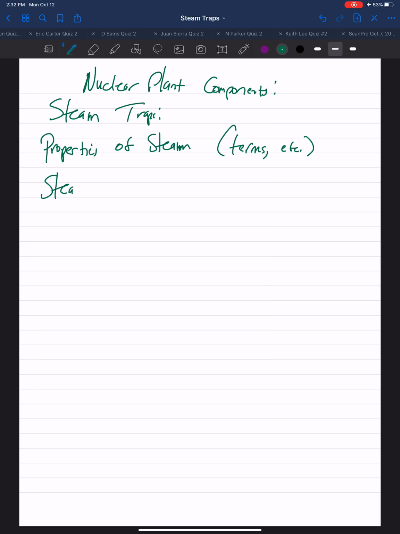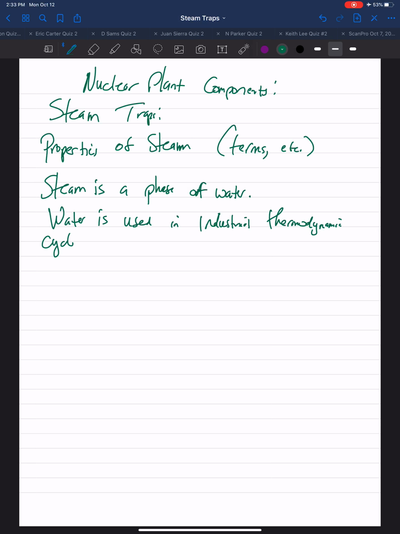So, steam is a phase of water. Water is used in, we'll say, industrial thermodynamic cycles, primarily because of its abundance and heat capacity properties.